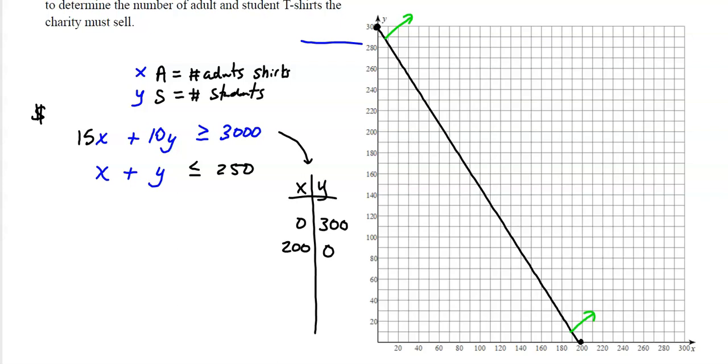The one underneath it, I could do the same type of table. So for this one, I could do a quick little XY table. This one's not very interesting. It's 0, 250. Or 250, 0.